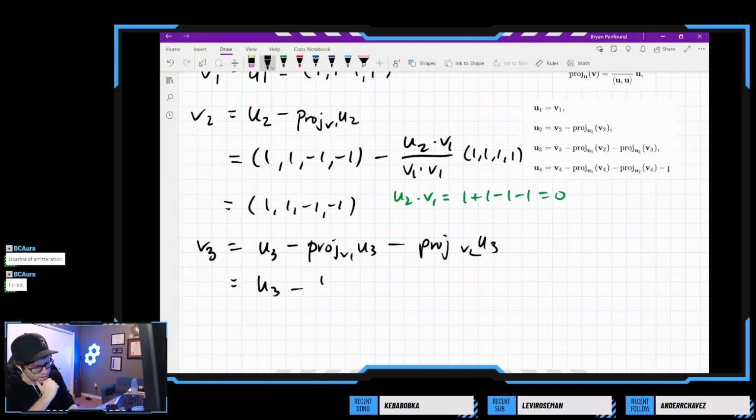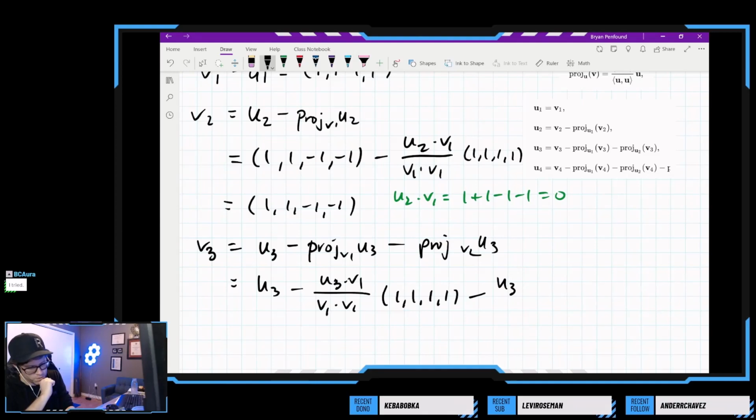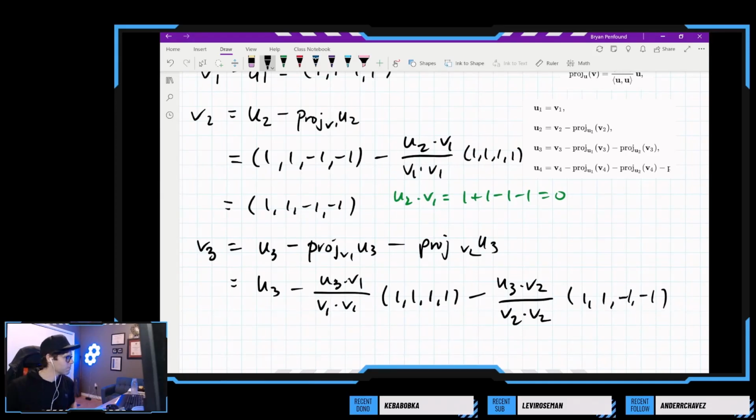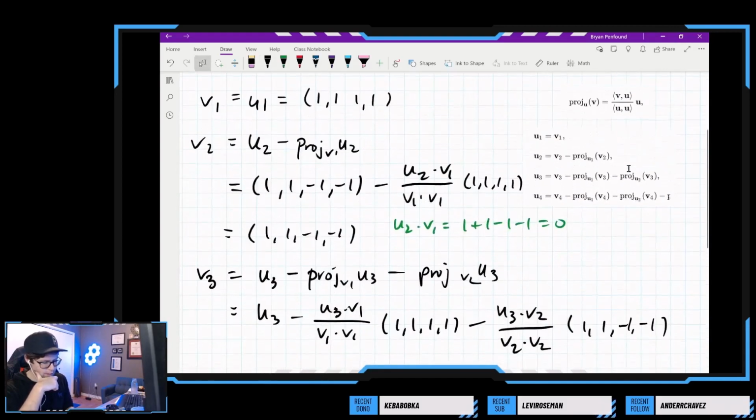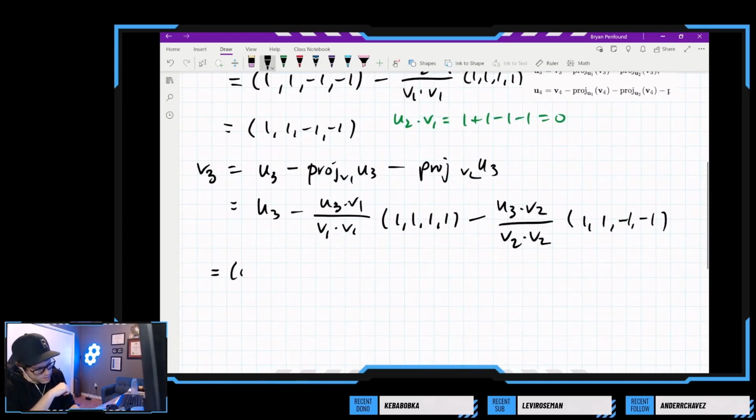So we need to subtract the U3 V1 dot product over the V1 V1 dot product, but I'm multiplying by V1, which is 1, 1, 1, 1. And then here we need the U3 V2 and V2 V2 dot products, and then I multiply by V2, which is 1, 1, negative 1, negative 1. There we go. Holy smokes. Okay. So what is U3? U3 is 0, negative 1, 2, and 1. So let's write that down. So 0, negative 1, 2, and 1.